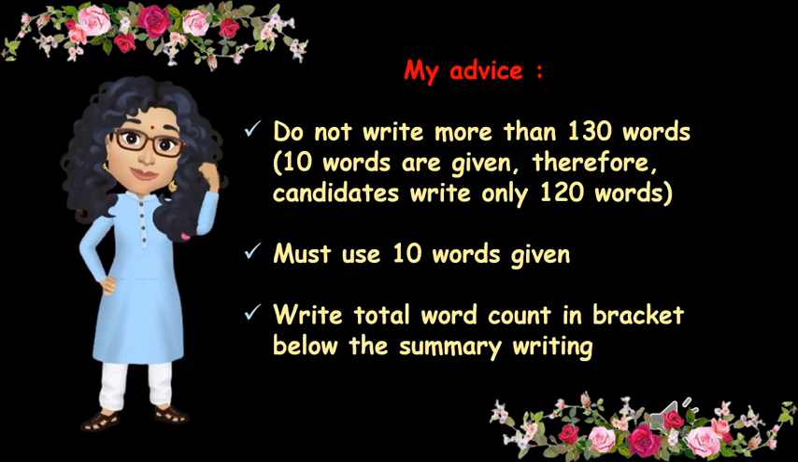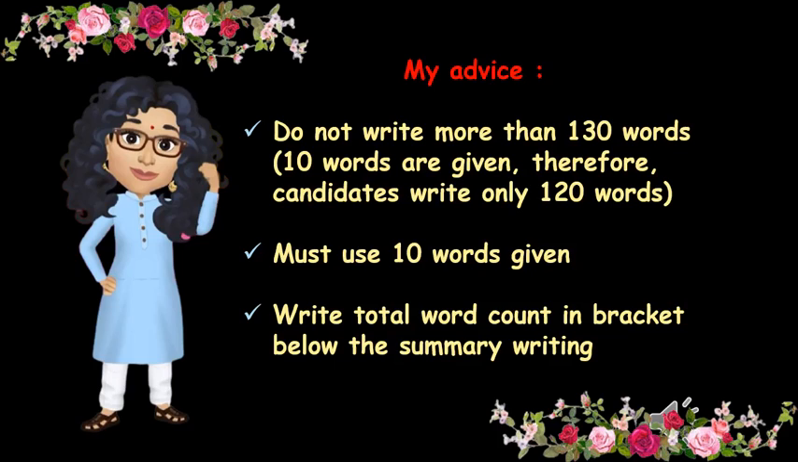Next, when you write extra words, the paper marker will stop at 130 and see the last sentence. Does it make sense without that extra word? If it makes sense, then content marks are given for that sentence. If without the 2 or 3 words, the meaning doesn't come through, that content point will not be counted. So it's a waste. That's why I'm telling you, stop at 130. All right, so you must use the 10 words given. It's a rule. Must use.